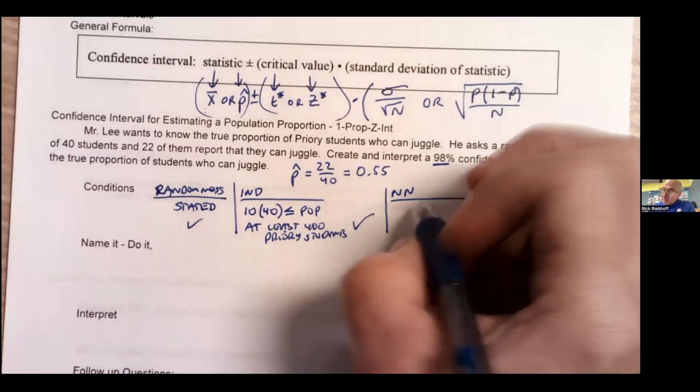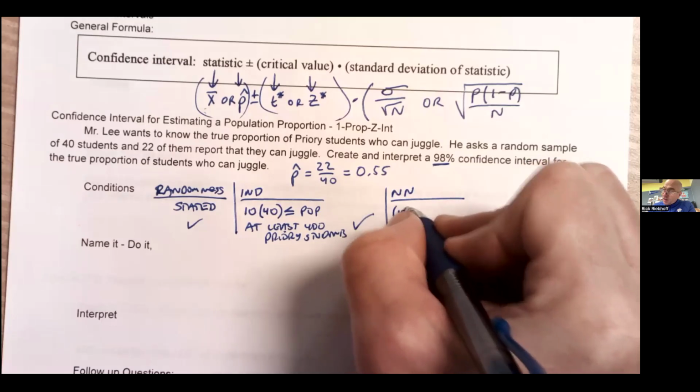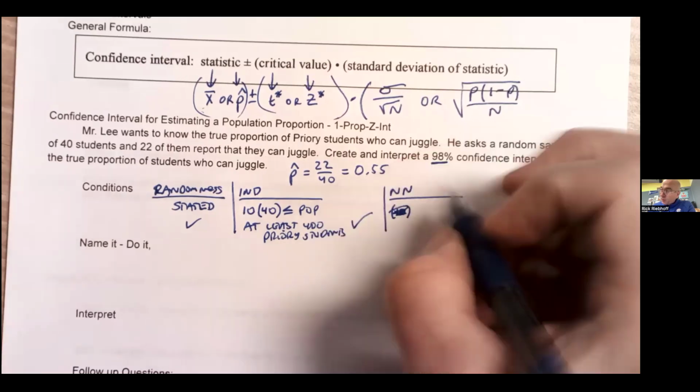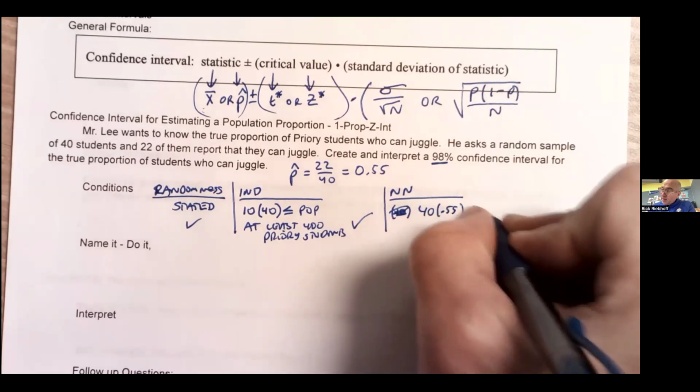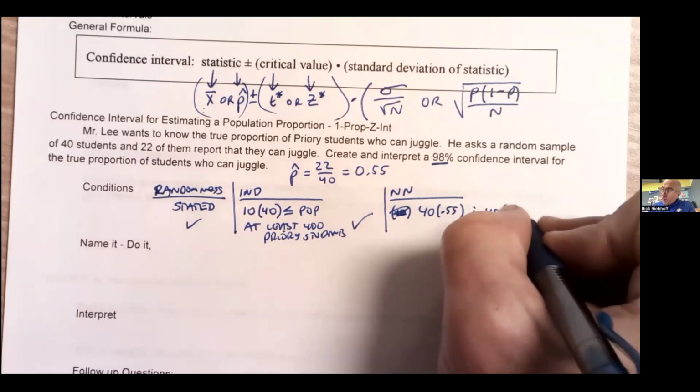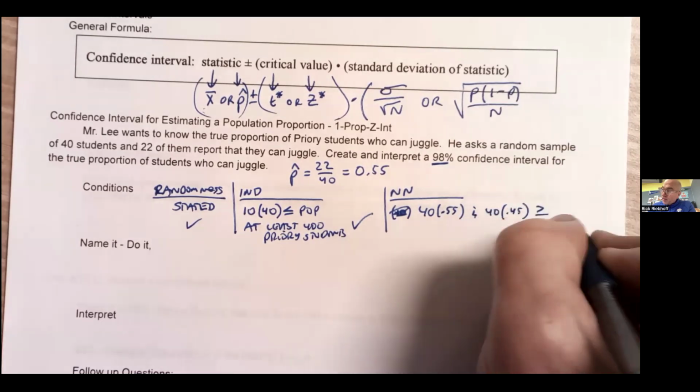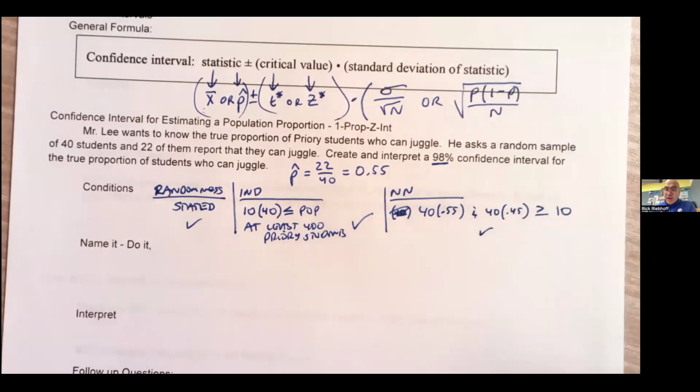That's np. So 10 times, or sorry, what's my n? My n is 40, my bad. 40 times 0.55 and 40 times 0.45. Both of those are greater than or equal to 10. So we have a nearly normal sampling distribution. We can proceed with the t interval.